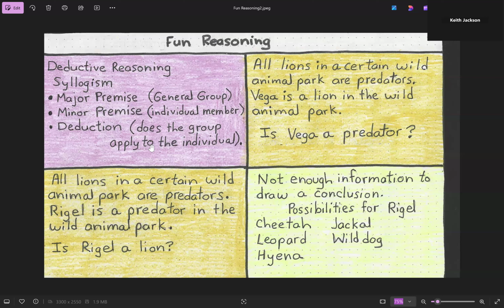All right, and so now does the group apply to the individual? Well, maybe or maybe not, because we don't know for certain if Rigel is a lion because there are other predators in the wild animal park. And so we will have to conclude that there is not enough information because here are the possibilities for Rigel. He could be a cheetah, a leopard, a hyena, a jackal, or a wild dog. He could be any one of these possibilities and more. And so we don't know whether or not Rigel is a lion. So we have to come to the conclusion that there's not enough information.